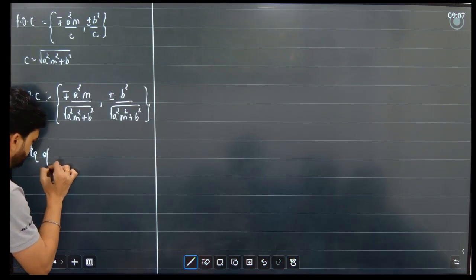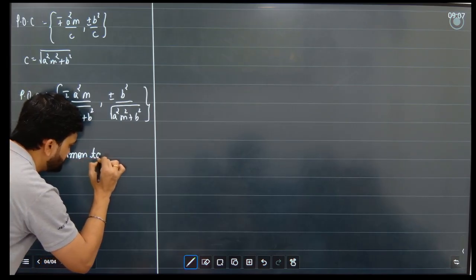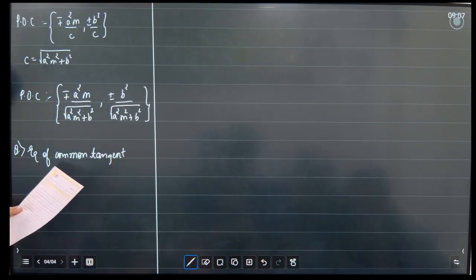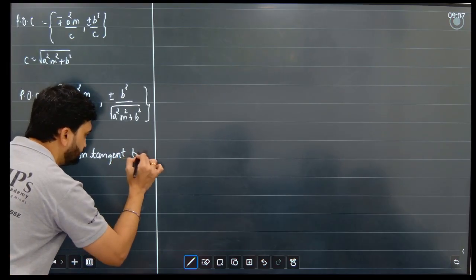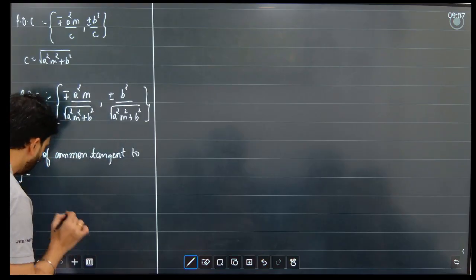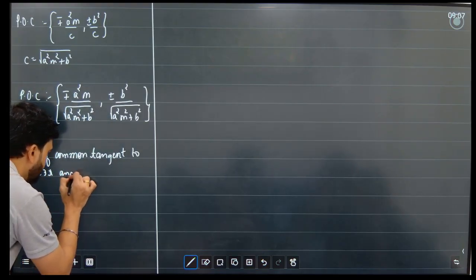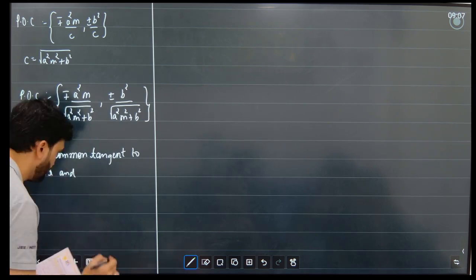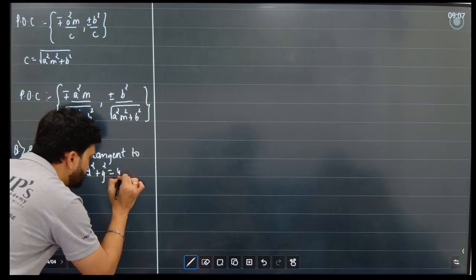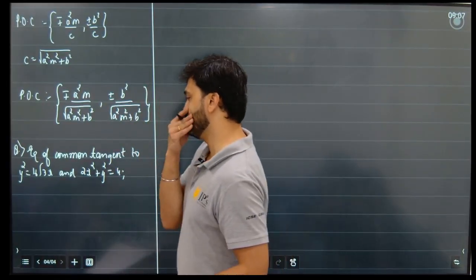equation of common tangent. Now remember this, common tangent means there will be two geometrical figures, and we have to find the common tangent to them. Equation of common tangent, I'll take the parabola y square is equal to 16 root 3 x and 2x square plus y square is equal to 4.